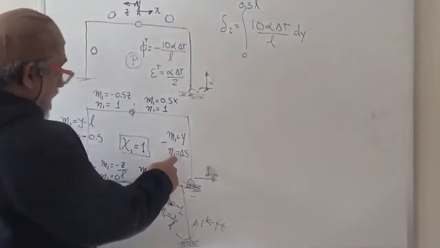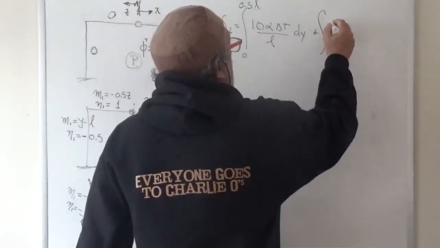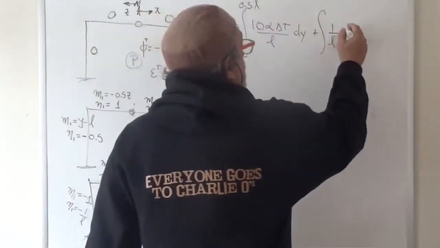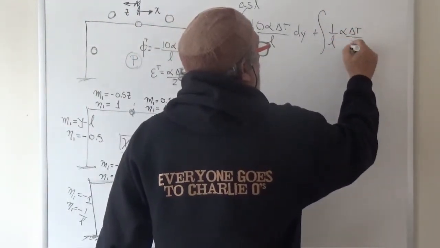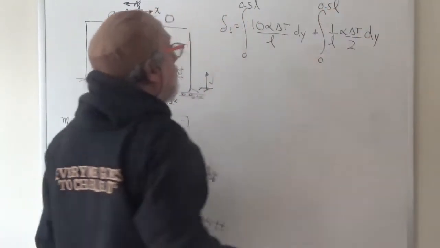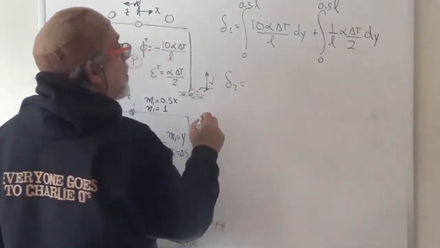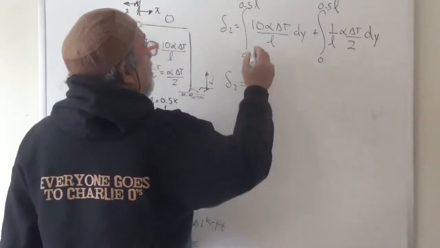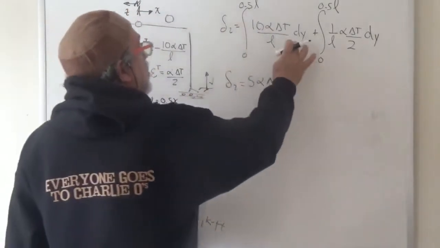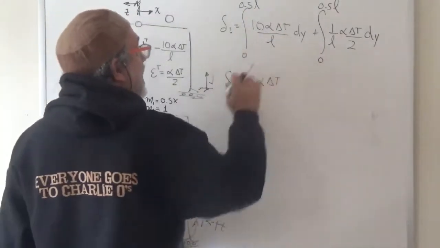And the integral of n1, which is 1 over L, times the strain due to the loads, which is alpha delta t over 2 dy, and that's from 0 to 0.5 L. So we have delta 2 is equal to 5 alpha delta t, right? Because dy is going to be y, and that's going to be 0.5 L, and the 0.5 times the 10 is going to give me 5, and the L is going to cancel the L.